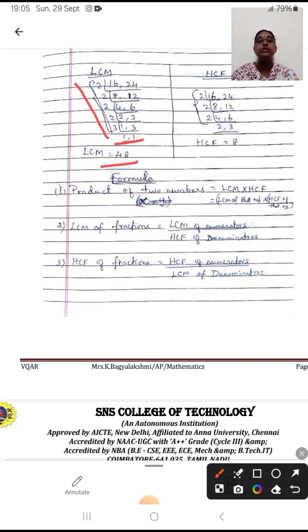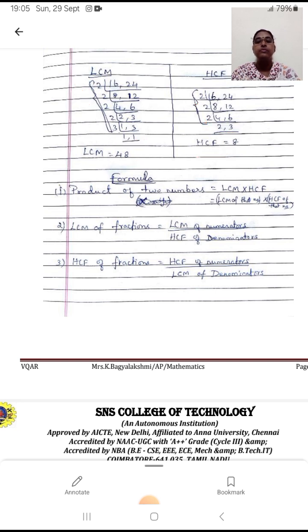But for the HCF, we proceed the same way, but we stop when we can't take a common term. For 2 and 3 there is no common factor, so we can stop up to this level. We multiply these 3 common factors alone, so we get the HCF easily. This is the way we can easily differentiate LCM and HCF.